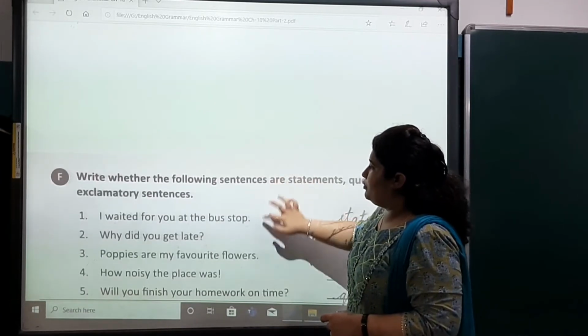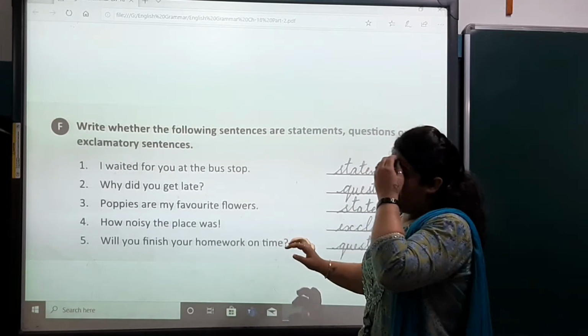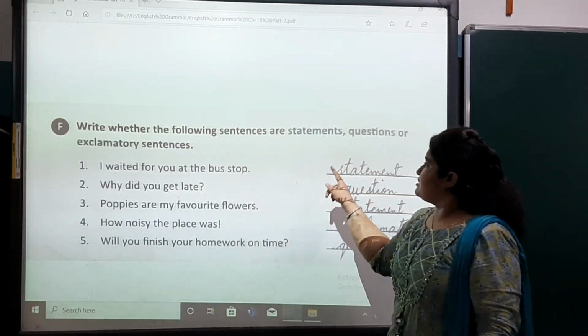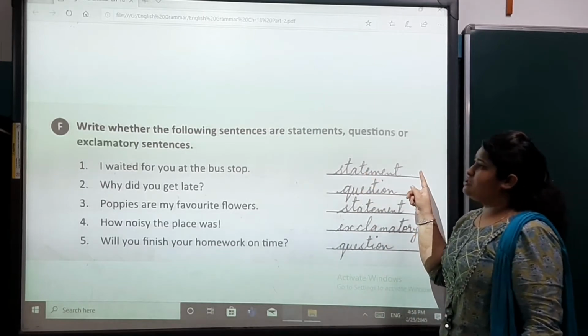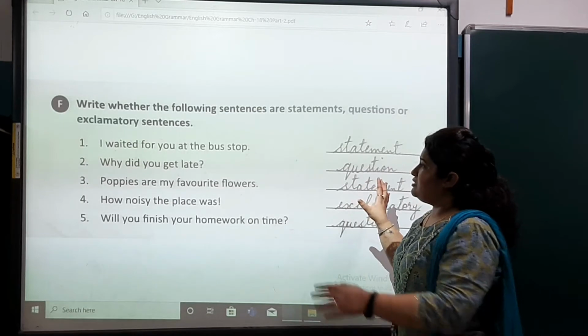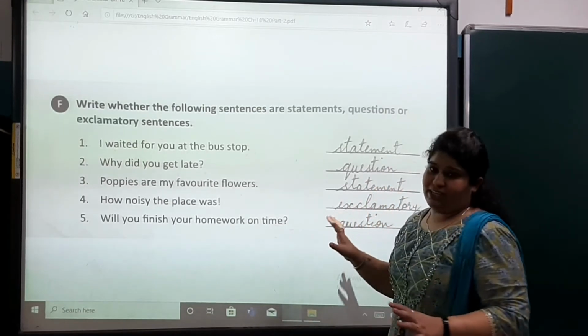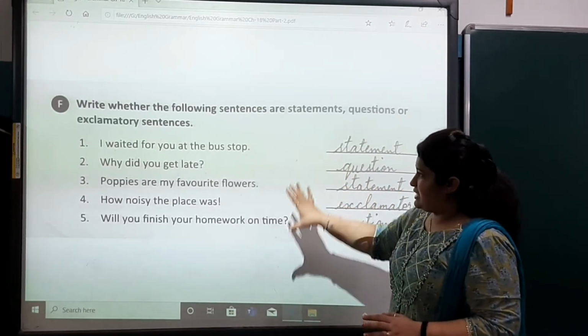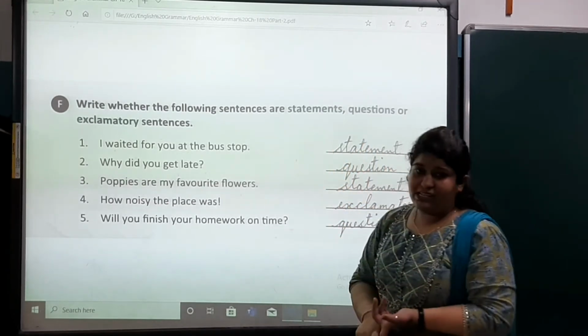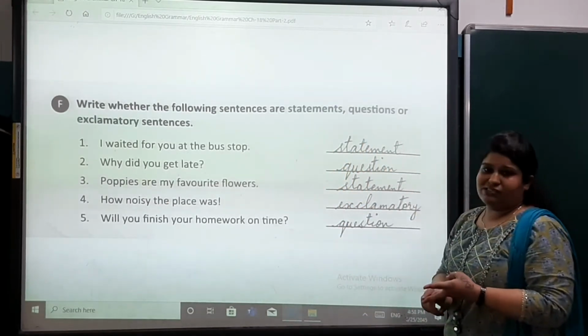Now we move towards the next exercise. Again this is very simple. Write whether the following sentences are statements, questions or exclamatory sentences. Now these five questions are given, okay? Five sentences are given, and we have to write whether they are statements, questions or exclamatory ones.